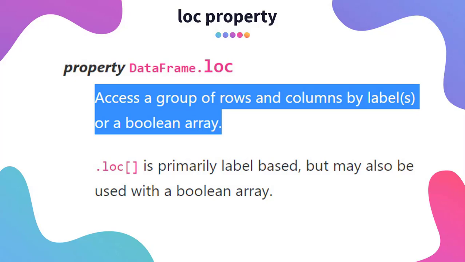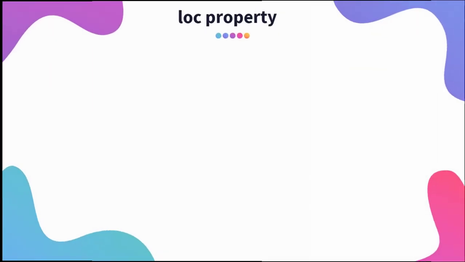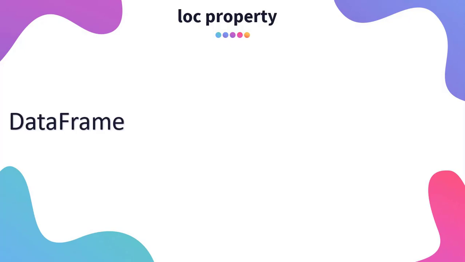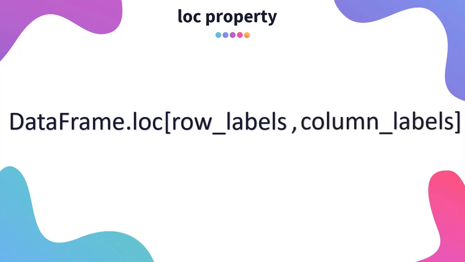First of all, we will learn about the loc property. The loc property is used to access a group of rows and columns by labels or a Boolean array. We will learn more about it in the coming video. For using the loc property, first you have to write the name of the DataFrame object, then .loc, then row labels, then a comma, then column labels. All these labels are not compulsory. We will see in the coming part of the video.